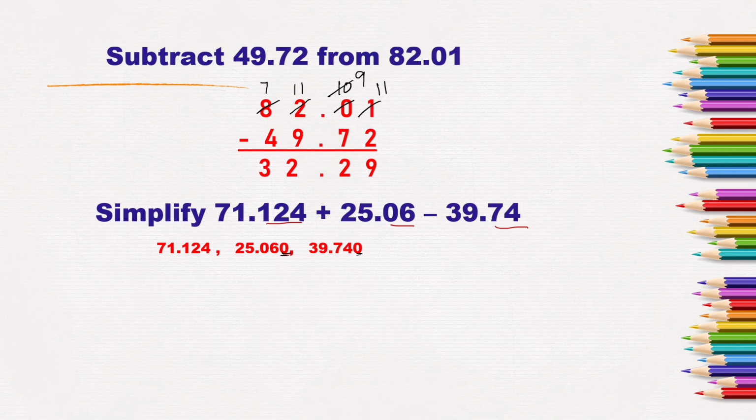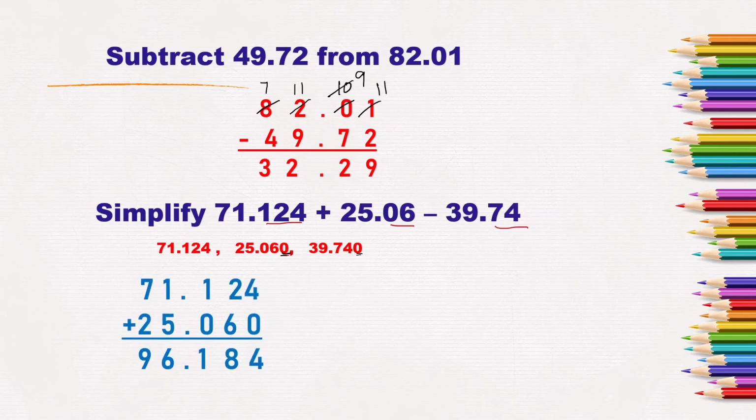Now first we'll add 71.124 and 25.060. Yes. So when we add these two numbers, 4 plus 0 is 4, 6 plus 2 is 8, 1 plus 0 is 1, 5 plus 1 is 6, 7 plus 2 is 9. Here from this sum we will take away 39.740.